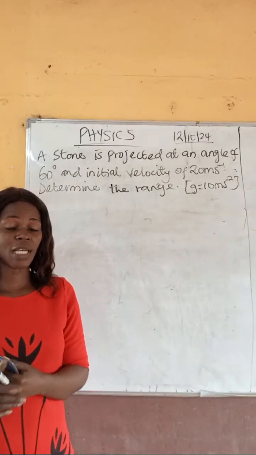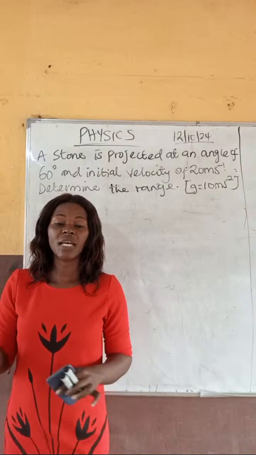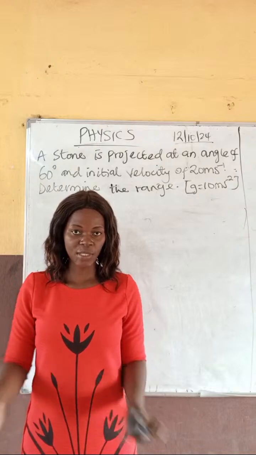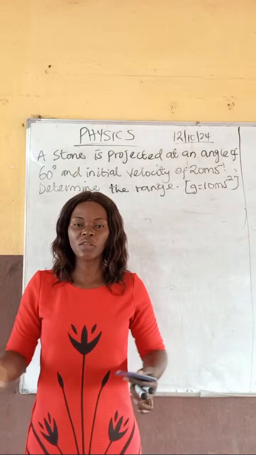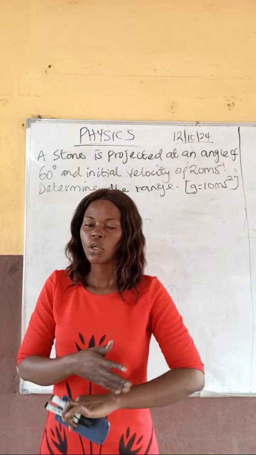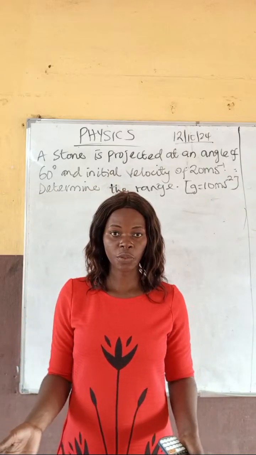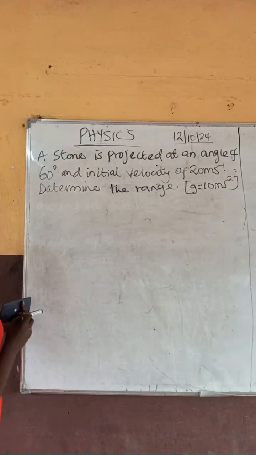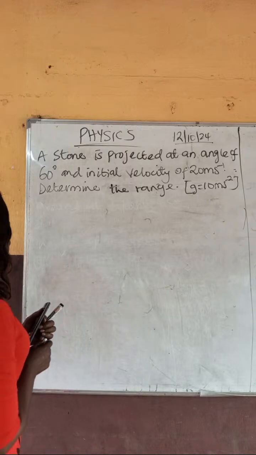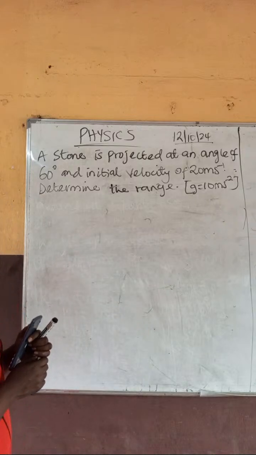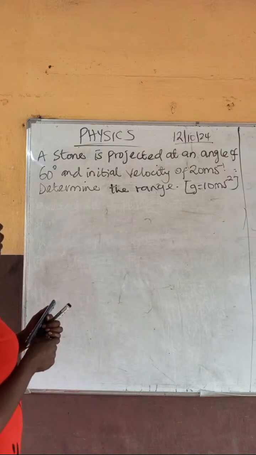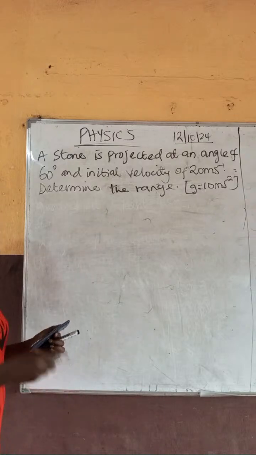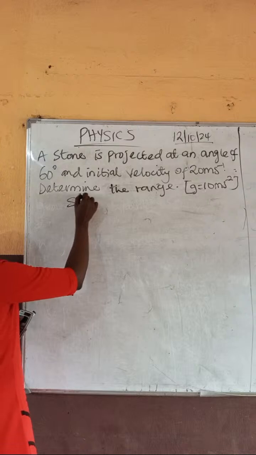But what I was explaining before is this. An object is projected. The examiner will tell you whether it is projected vertically or horizontally. If he did not tell you vertically or horizontally, that means you are doing normal projectile motion. Now, you are going to look at range. Let's look at this question. A stone is projected at an angle of 60 degrees and initial velocity of 20 meters per second. Determine the range.